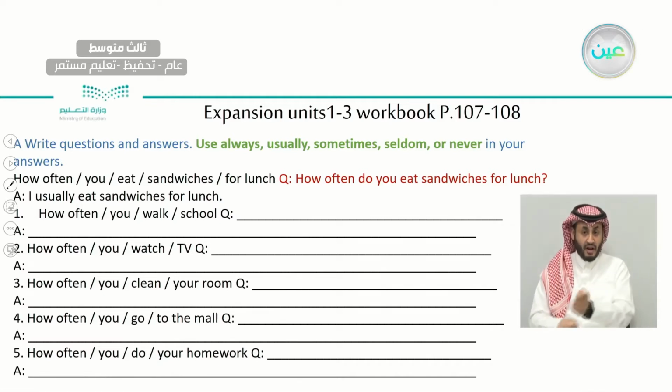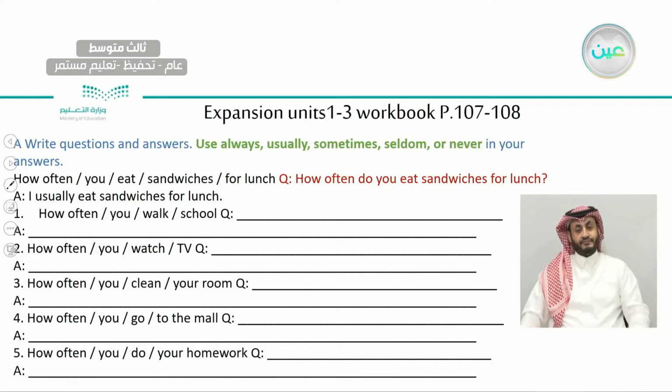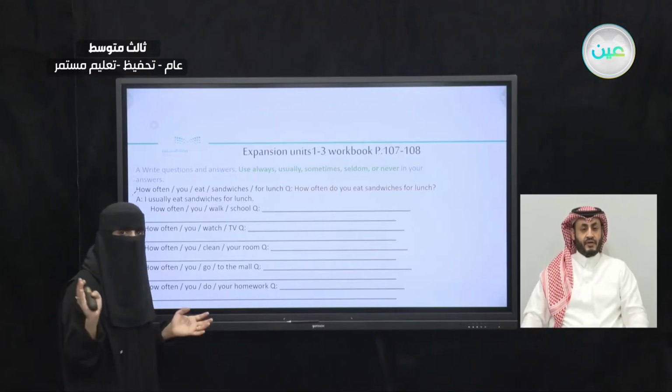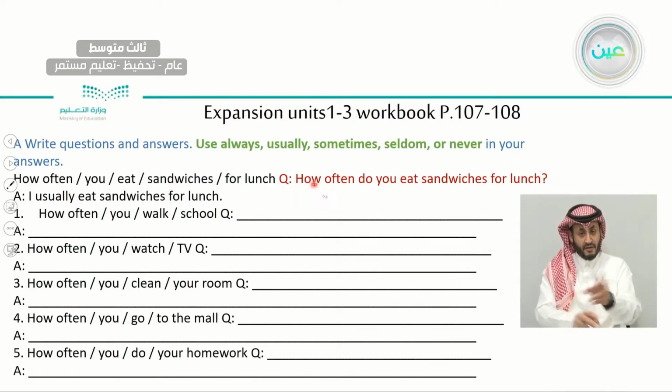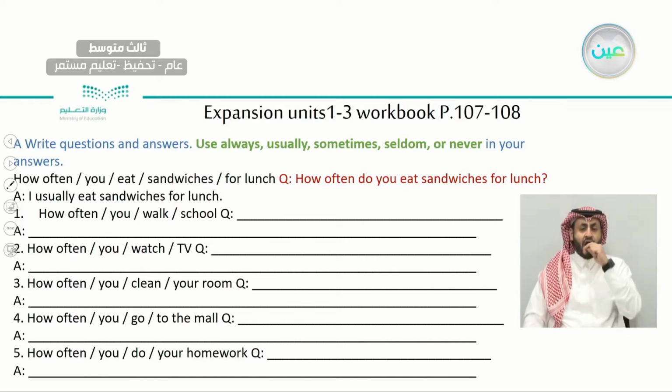For the first example, you see these words are scrambled. So you have to form the question, and for the answer you should use these words, to express habitual activities. How often you eat sandwich? The question will be, how often do you eat sandwiches for lunch? This is how we arranged the question. For the answer, the example used usually: I usually eat sandwiches for lunch. So the answers should be based on you and your habitual activities.